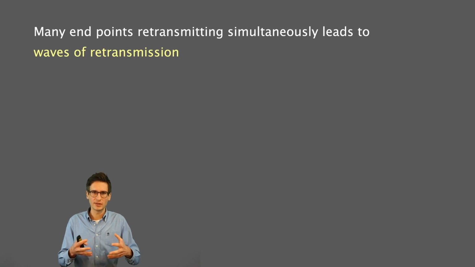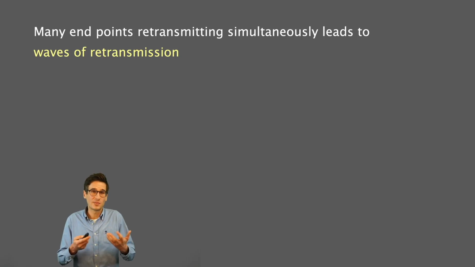So all these flows that are experiencing the failure roughly at the same time will also start to retransmit roughly at the same time. These flows are not synchronized. It's not that my flows and your flows are sending at exactly the same time. So there will be some variance.